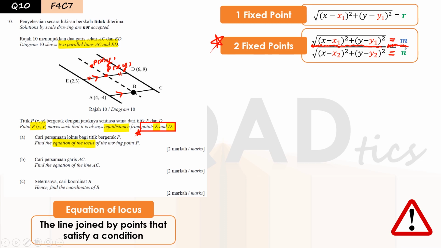Okay, and then the second formula here would be the distance from point P to the second fixed point. Let's say it's D. Okay, so here we need to satisfy these 2 conditions: equal distance to E and to D. So now we have these 2 equations. How are we going to combine them?